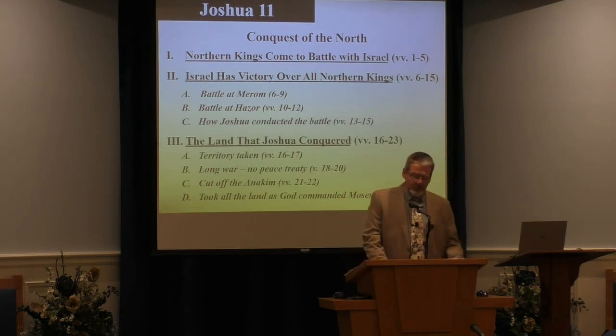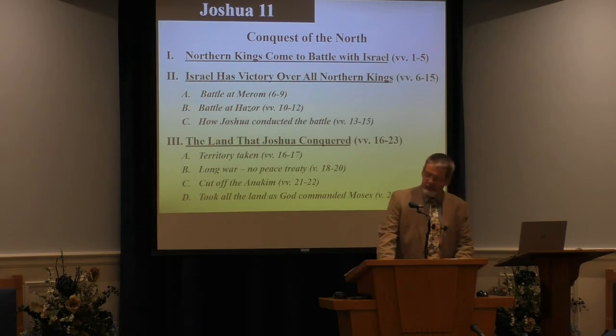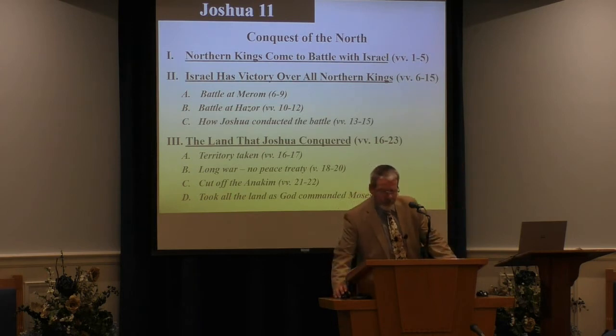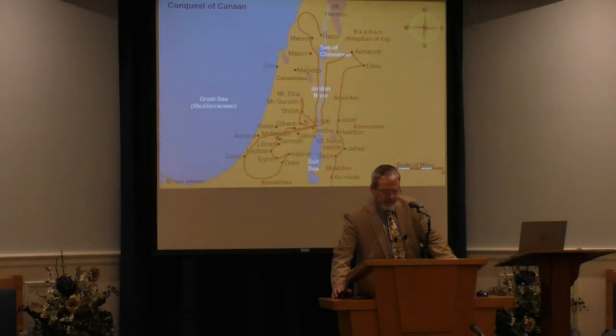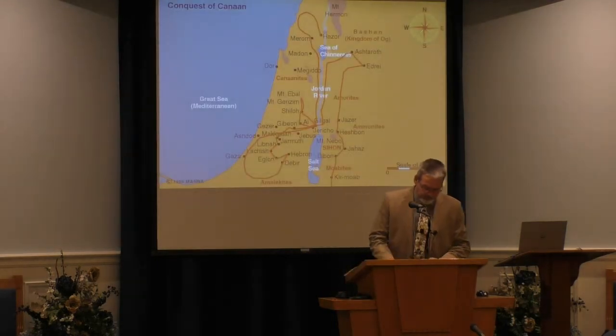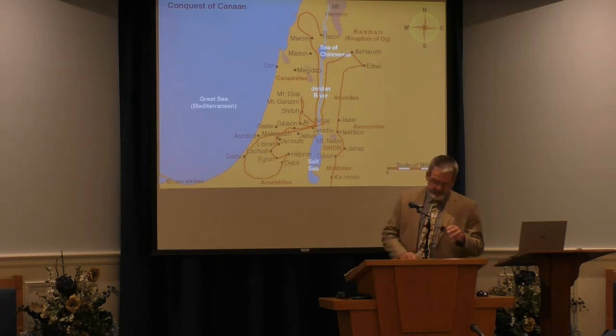So let's talk about the northern kings coming to battle with Israel, verses 1 to 5. The northern kings. Now, in order to do that, let's take just a moment and jump over to a map and map these out as we go. And so let's start with verse 1. That Jabin, king of Hazor.